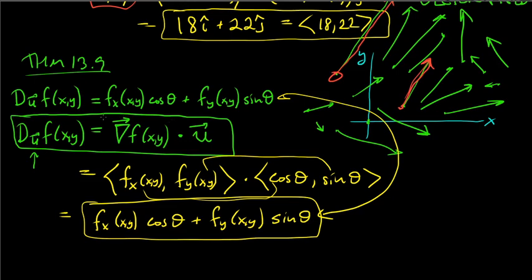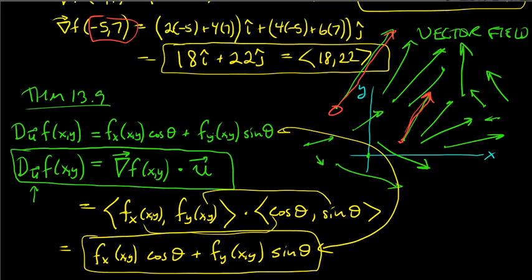I prefer to write it using the gradient dot product with u. But you can also use these partial derivatives. It's essentially the same thing. You're just calculating it in a slightly different way using angles instead of vectors.